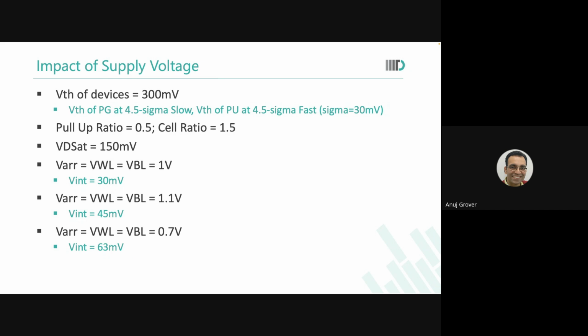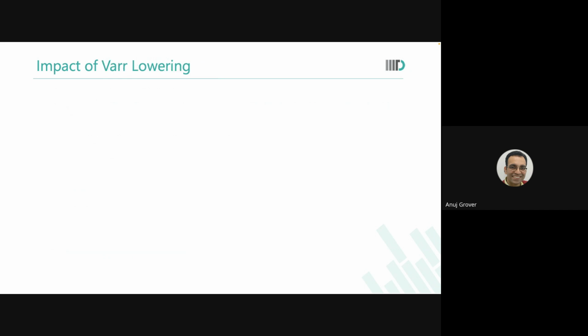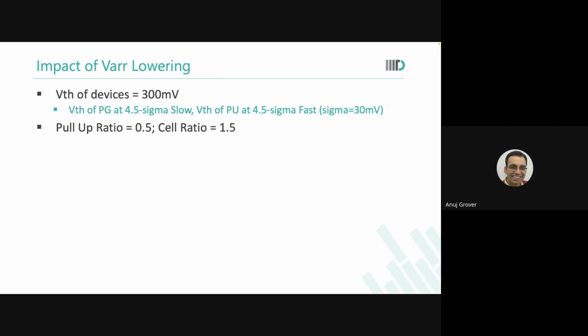So then we look at the impact of supply lowering only on the array. So what have we done? When all three were equal, array supply, word line voltage, bit line voltage, we had Vint of 63. We just saw that.